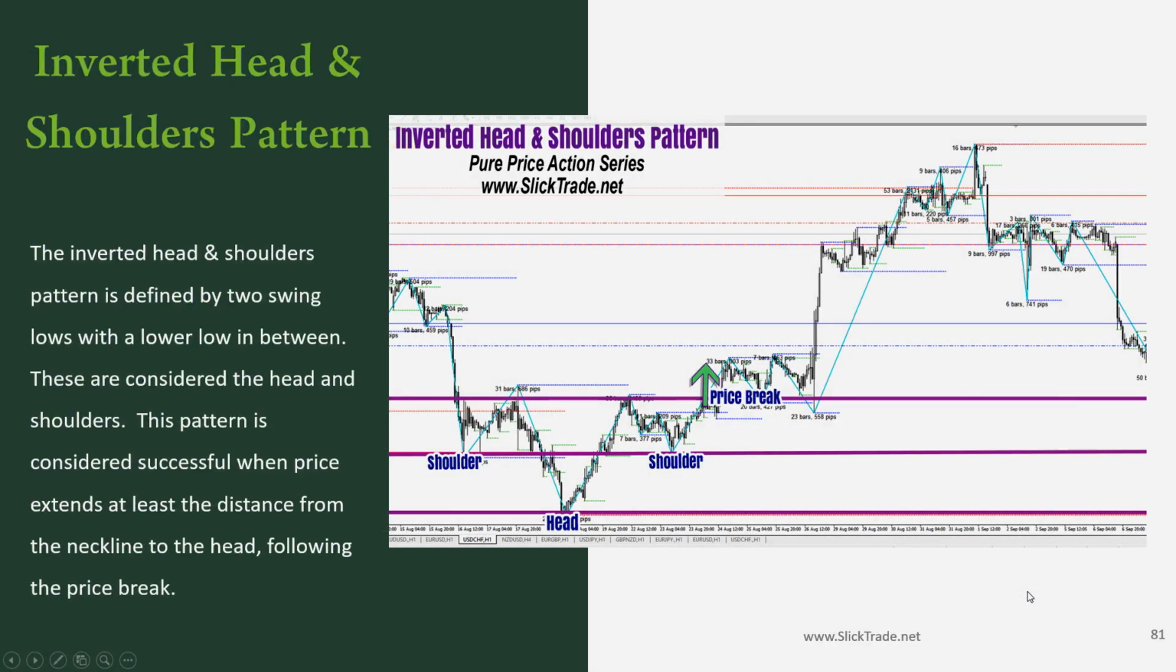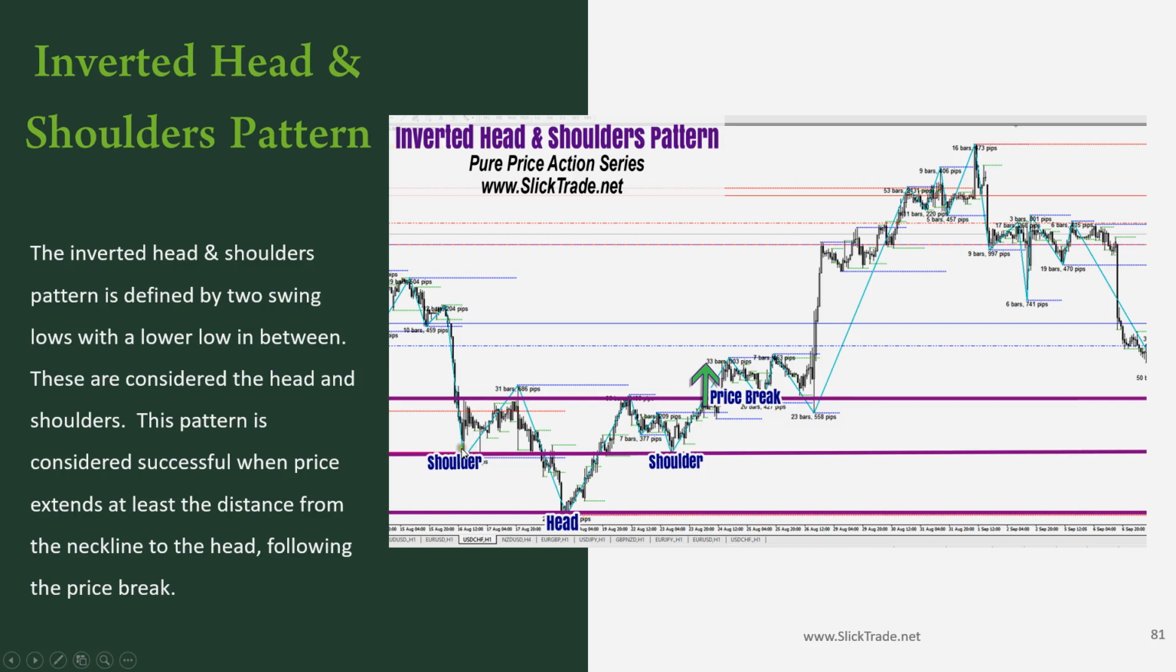The inverted head and shoulders pattern is defined by two swing lows with a lower low in between. These are considered the head and the shoulders. This pattern is considered successful when price extends at least the distance from the neckline to the head following the price break. So right here, price was headed down.